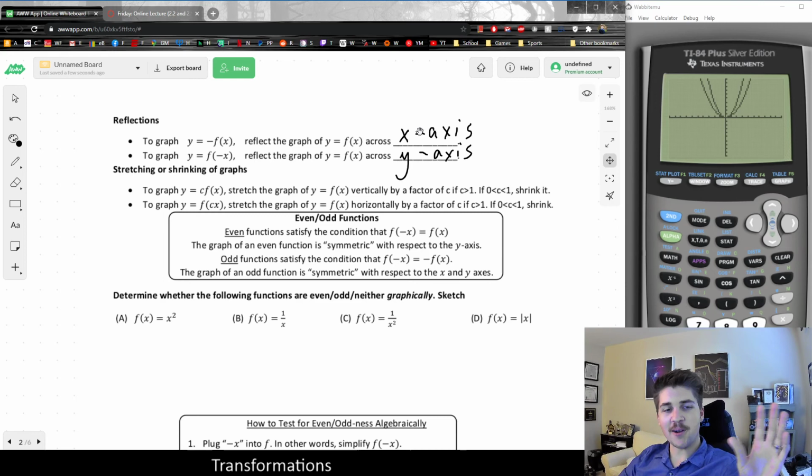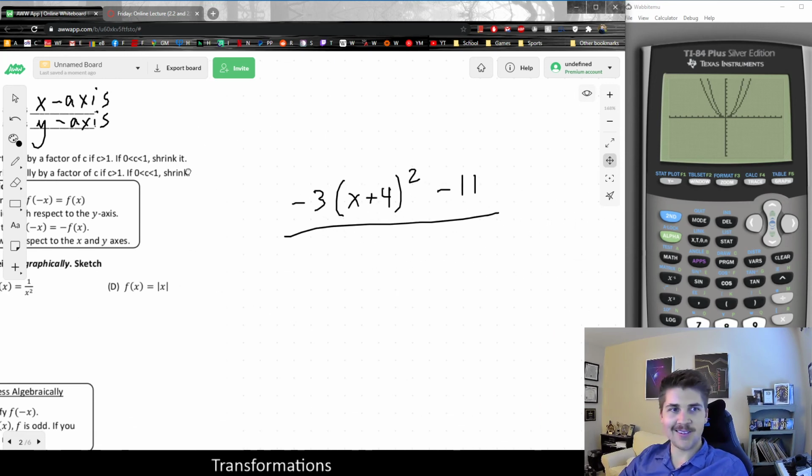Anyways, this will wrap up our discussion on reflections, translations, stretches, and shrinks. But basically all of those fall into a category of different types of transformations. And let's say we applied every single one of these to something. Let's say we had negative 3 times (x plus 4) squared minus 11. Again, this has, oh, you can't see what I'm writing. There we go. This has every type of transformation put into one.